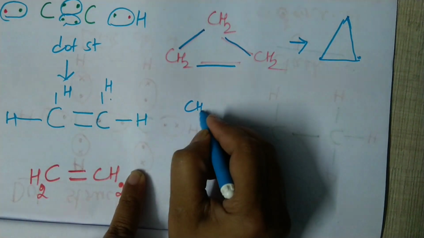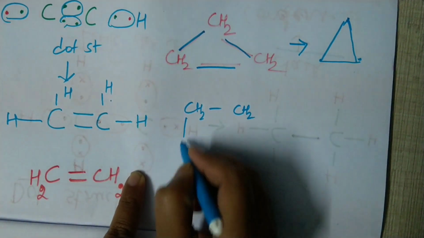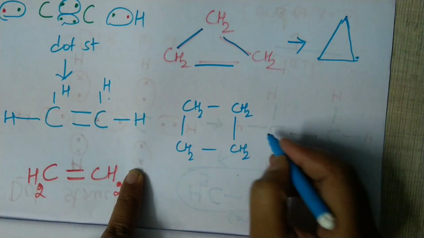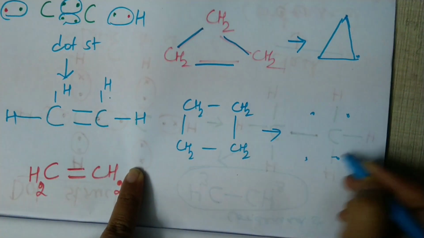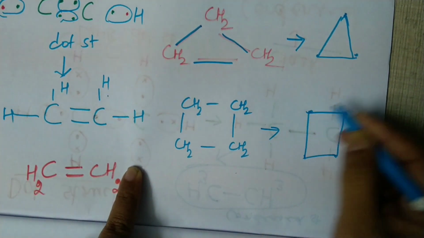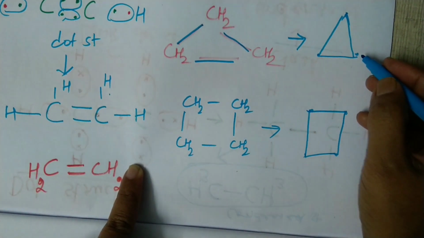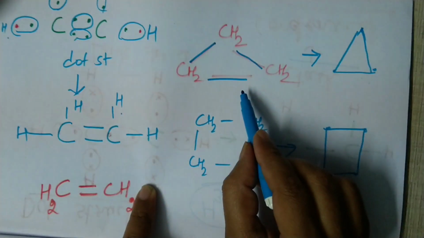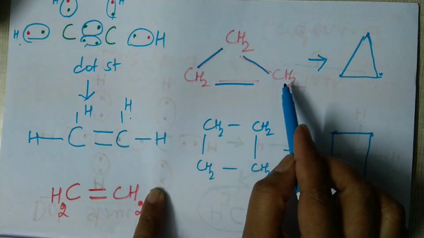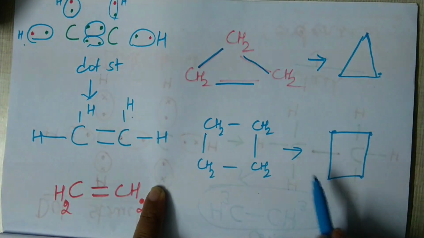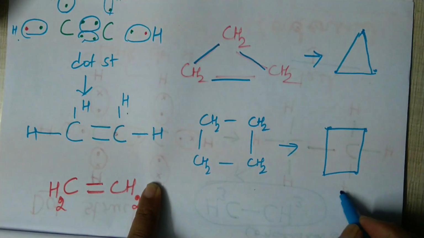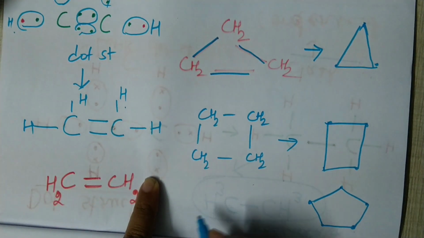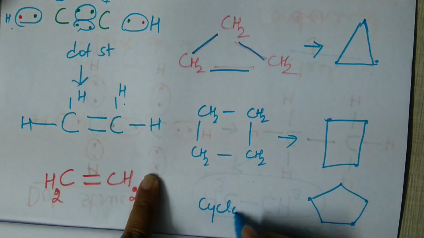So how about this one? CH2, a closed structure. So how many are there? 4 points. 1, 2, 3 and 4. Join them. So a triangle represents this particular molecule. Cyclo, what? How many carbon atoms are there? Propane. Cyclopropane. How about this? Cyclobutane. So what is this one? How many vertices are there? 5. So it should be cyclopentane.